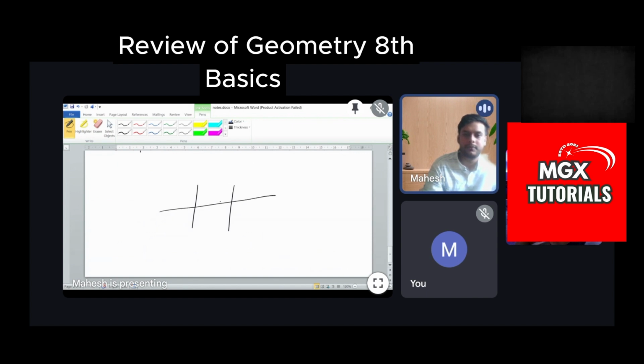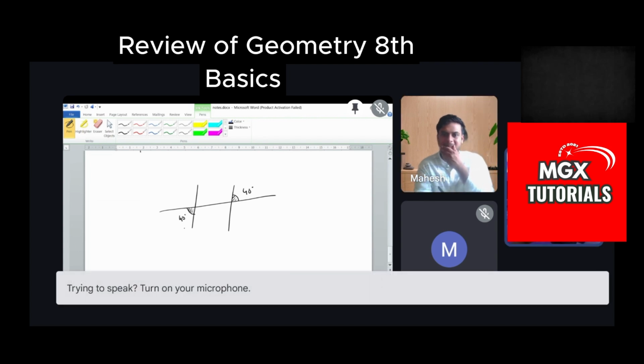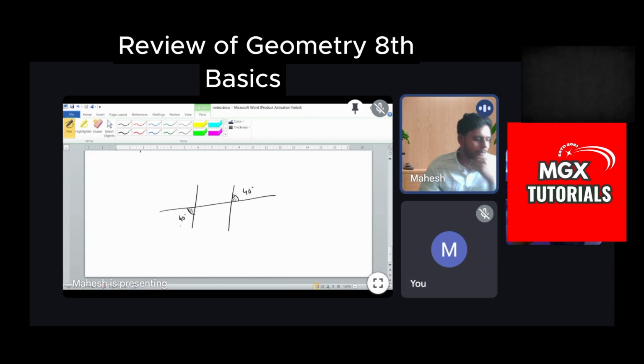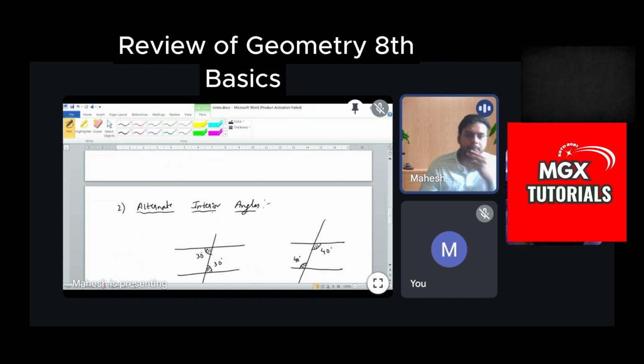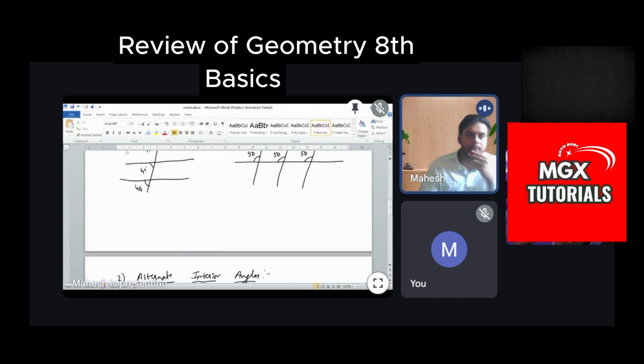Okay. If I have 40 degrees here, where will the angle come? I hope you are getting it. Any doubts? Alternate interior, alternate exterior. No? Can I go further? Last one. I think the page got over in 1 second. Let me scroll it down.